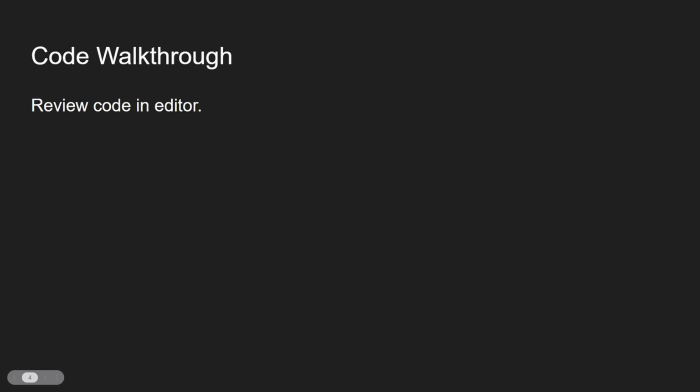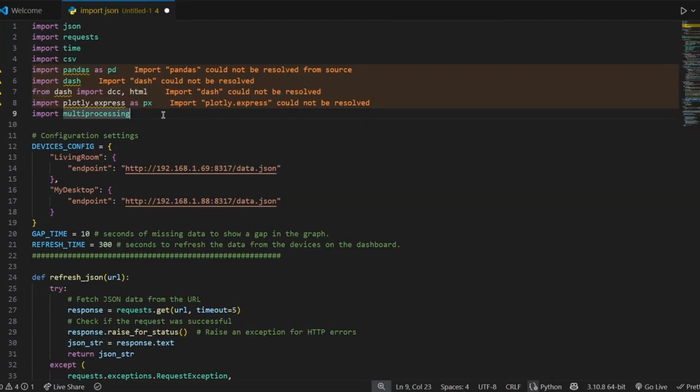I will show my code for the project. At the top of my Python script, I import all the libraries I use. The devices config dictionary is a configuration of what devices I want to have in the dashboard and record. Endpoint is the URL to Libre Hardware Monitor, to the data.json file, and the data.json file contains information such as temperature and system utilization. The gap time variable is the number of seconds it takes for data to be missing before it shows a break in the line graph.